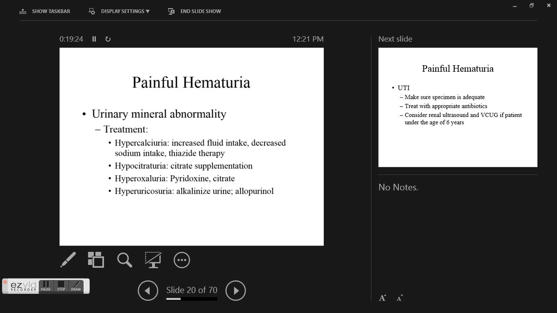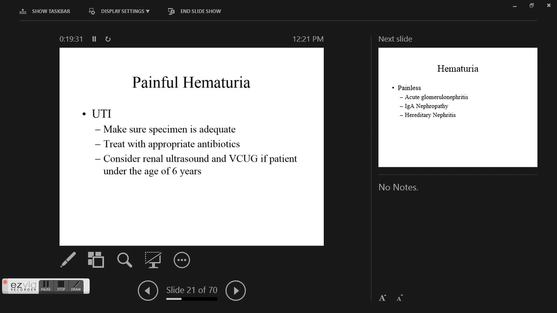UTIs, I'm not going to spend a lot of time on because all of you in this room know how to treat UTIs. Just make sure the specimen is adequate. Bags are for garbage if they're not potty trained. Look at your sensitivities. And under the age of 6, still consider the renal ultrasound or ECG.